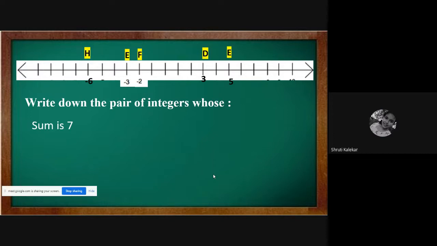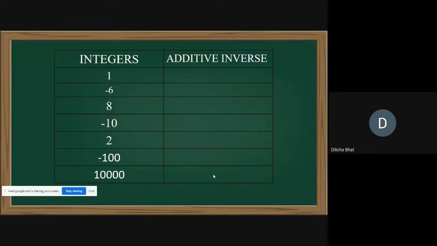3 plus 4. Yes, correct. Sum is 2. 1 plus 1. Very good. Sum is 10. 7 plus 3. Yes, very good. Now let us find the additive inverse of these integers.